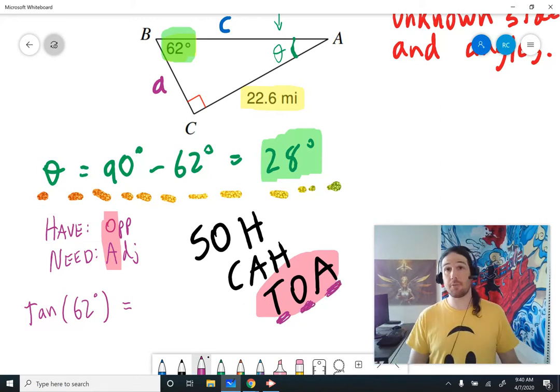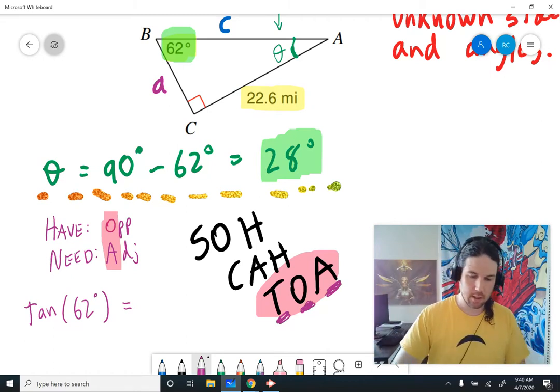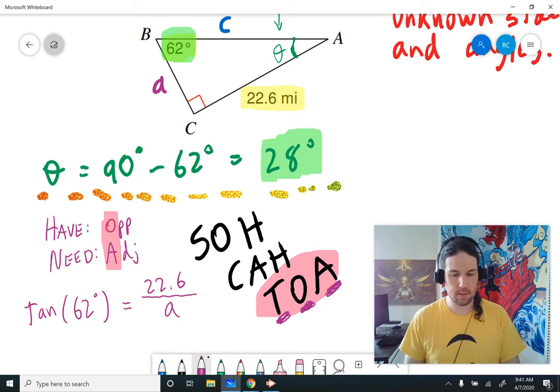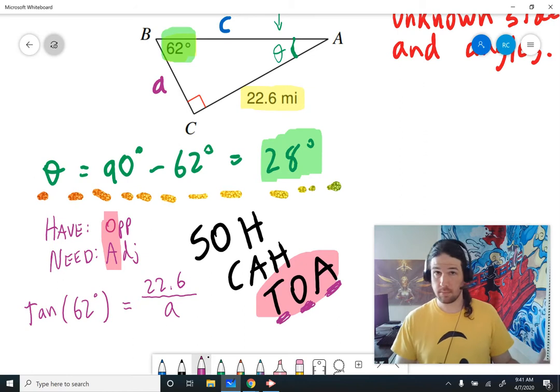The order matters because if you flip over the fraction, then you're essentially going the wrong direction. So opposite is 22.6. Adjacent is what we're looking for. And that's the setup.